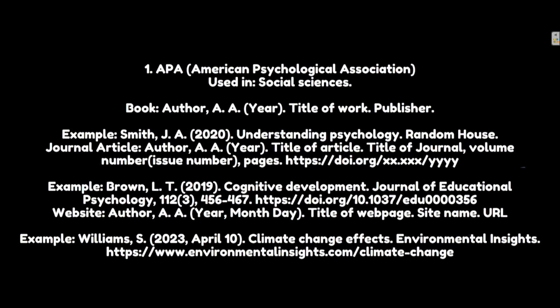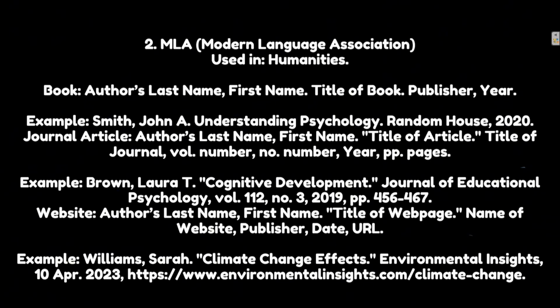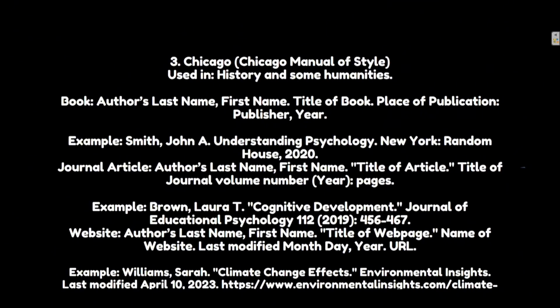These are the citation styles. This is the first citation style. It's called APA. This is an example of it. Book author. Then comes the second citation style, which is MLA, Modern Language Association. Then lastly comes the last citation style, called Chicago, the Chicago Manual of Style.